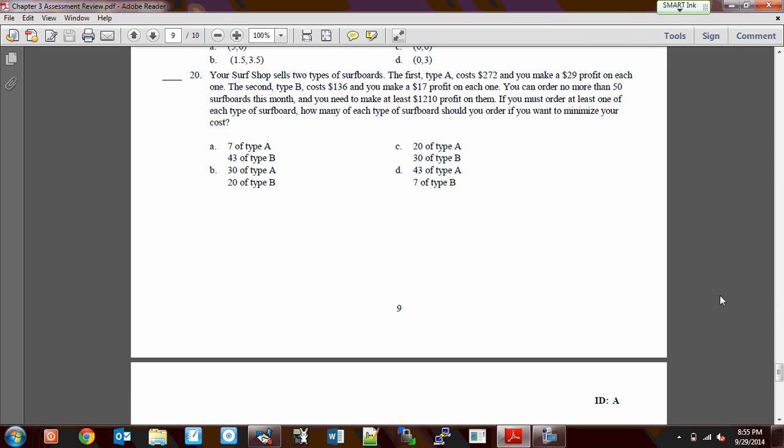Number 20, your surf shop sells 2 types of surfboards. Type A, which we're going to represent with the variable X, costs $272 to make, and you make a profit of $29 on each. Type B, which we're going to represent with Y, costs $136 to make, and the profit is $17 on each one. You can make no more than 50 surfboards, so we know that X plus Y is less than or equal to 50.